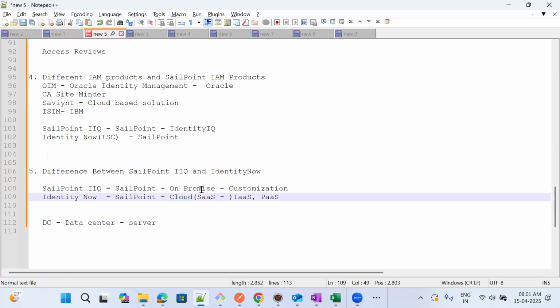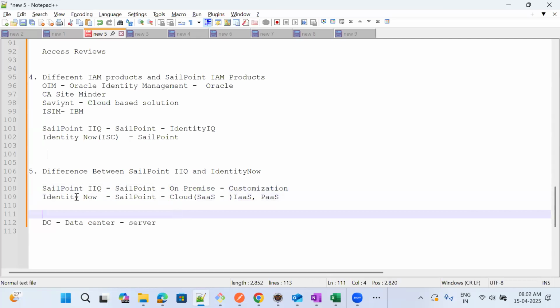Apart from the way of implementation, on-premise versus cloud, another difference is that SailPoint IIQ offers a lot of features for customization. If you want to customize the product, it's very easy to do on SailPoint IIQ. But in case of Identity Now, customization is a little difficult. Nowadays there are debates saying customization on Identity Now is also simple, but it is still not as easy as with SailPoint IIQ. So depending on the customer's choice, they will go either for on-premise or for cloud.